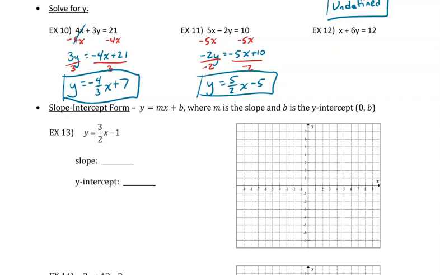All right, one more. Again, start by moving the x. So we get 6y equals negative x plus 12. Then divide both sides by 6. So we get y equals negative 1/6 x plus 2.